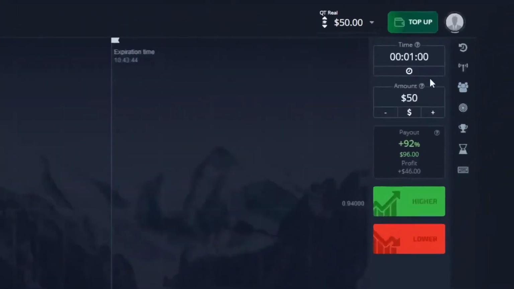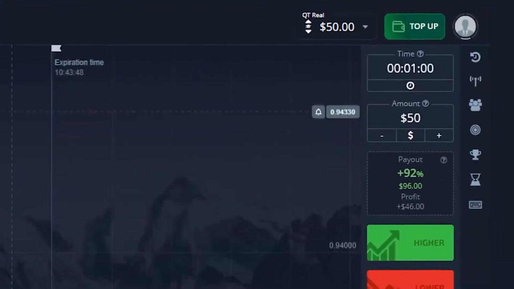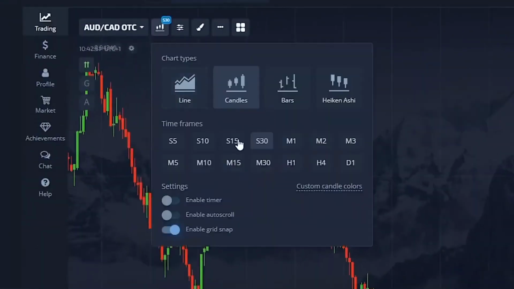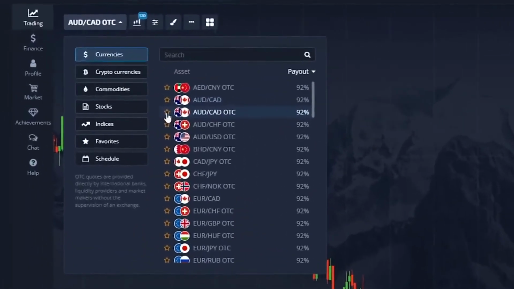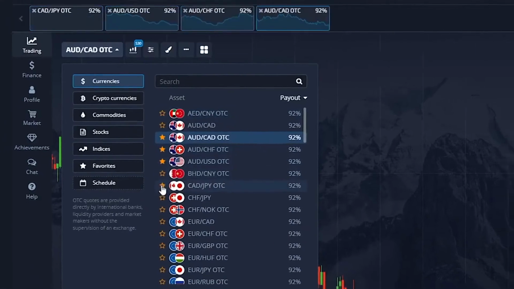Let's spend a couple of minutes setting up the platform. I'll invest 50. Trade time 1 minute. Candlestick time frame 30 seconds. Now let's choose the currency pairs: Aussie Canadian, Aussie franc, Aussie buck and Canadian yen.